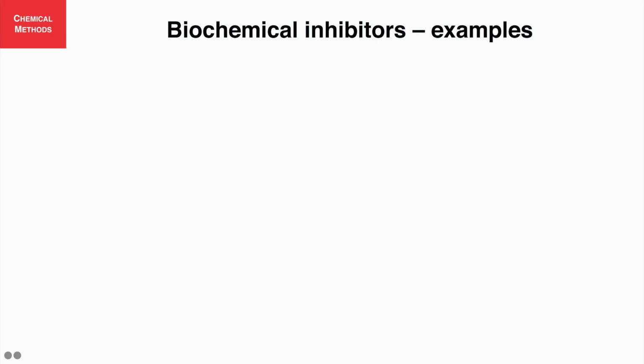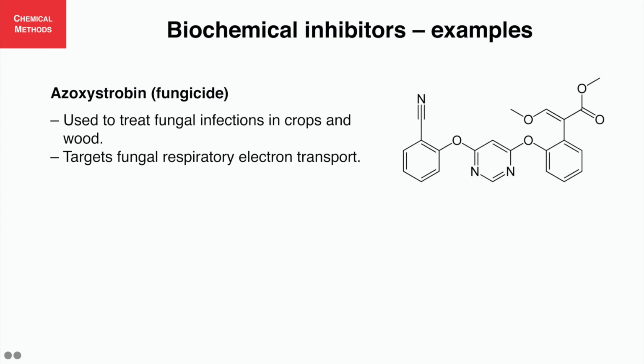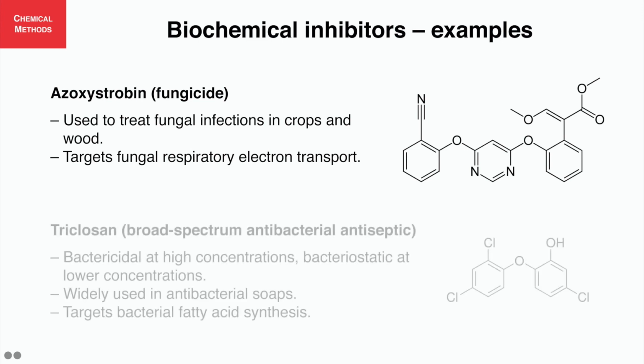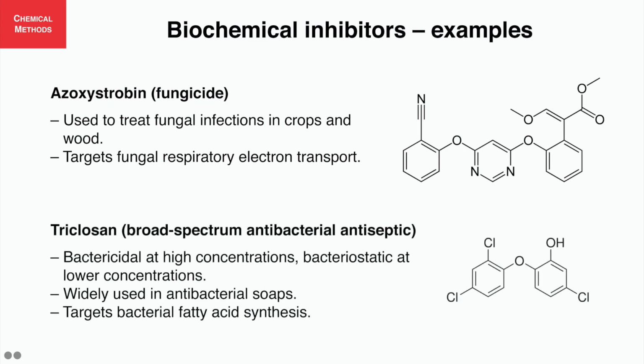The final group of antimicrobial agents are notable by their ability to selectively inhibit particular biochemical processes within the microbial cell. This group of chemical compounds is extremely diverse, and only 2 examples will be given here. Azoxystrobin is a broad-range fungicide that specifically targets the respiratory electron transport chain. Triclosan is an antibacterial compound that is sometimes used in soap. Triclosan specifically targets bacterial fatty acid synthesis.